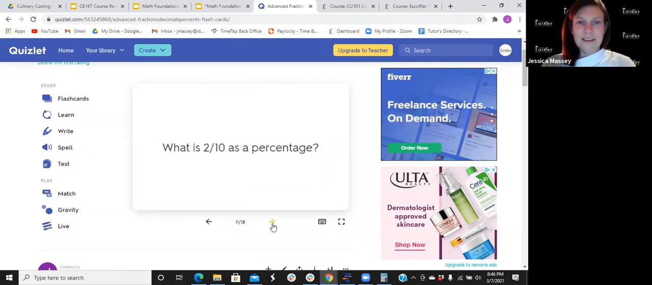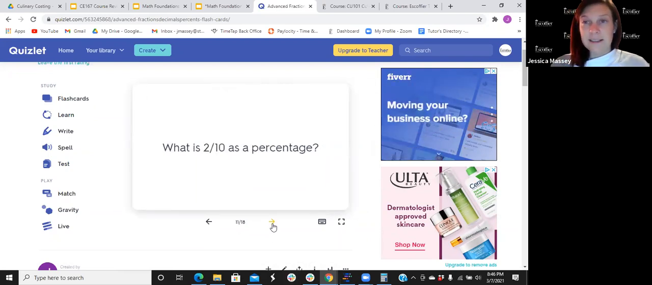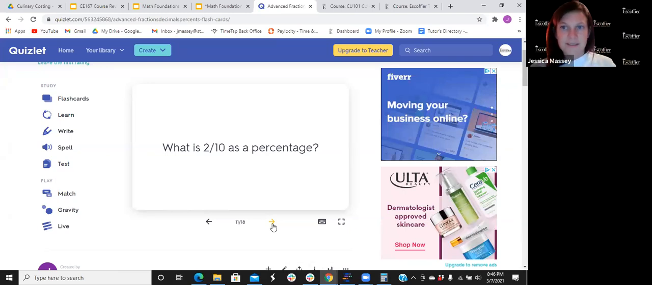All right. But yeah, same thing. If it is asking, what is this in a decimal? Answer in a decimal. What is this in a percent? Answer in a percent. Or if it's asking, what is this as a fraction? Answer as a fraction. Always making sure you're in that same exact format that they're wanting you to.